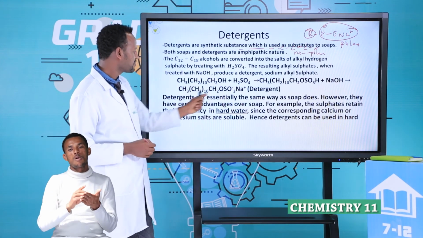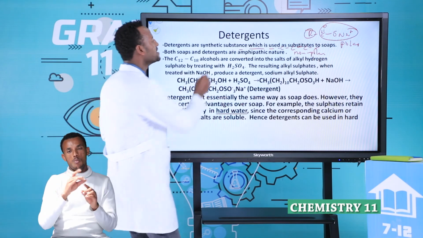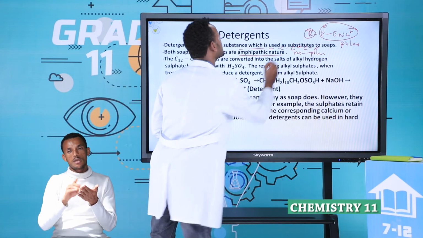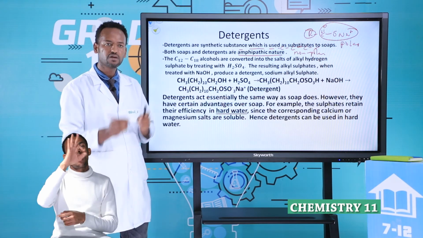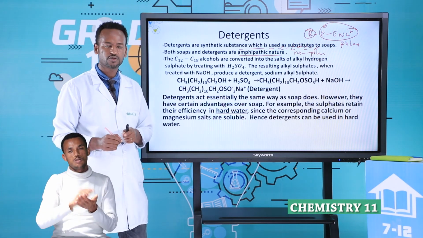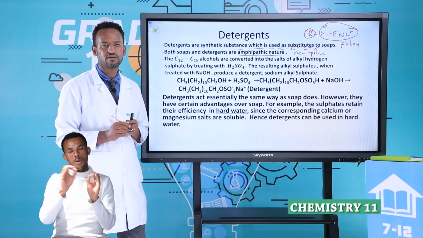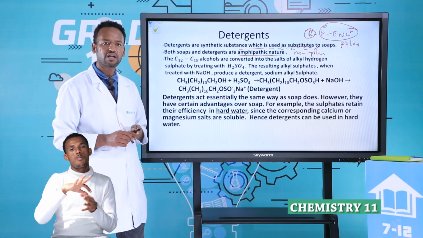Similarly, in detergent, polar and non-polar parts. Because of that, both soaps and detergents are amphipathic in nature. Amphipathic means it contains both polar and non-polar parts. Soap contains polar and non-polar parts. Detergents contain polar and non-polar parts.